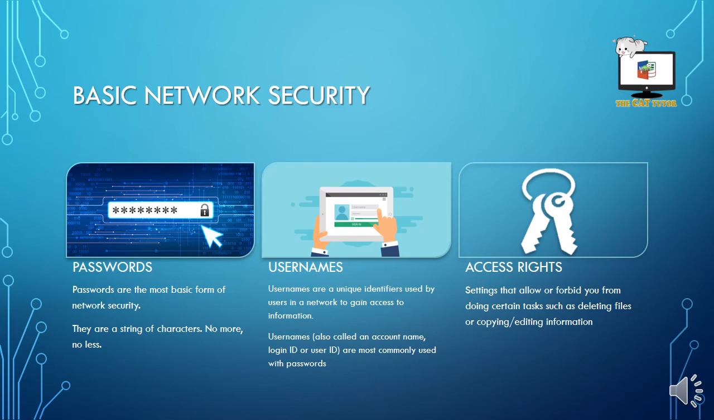Access rights. For those who don't already know what access rights are, they're settings that allow or forbid you from doing certain tasks, such as deleting files, copying or editing information. If you have ever had a computer, then hopefully you would have tried to delete something and a message would have popped up saying no, you're not allowed to do that. You must have admin rights to do that. And then you say, no, but I am the admin. Then it's like, oh, okay, go ahead. This is access rights. Certain users will only be able to do certain things.